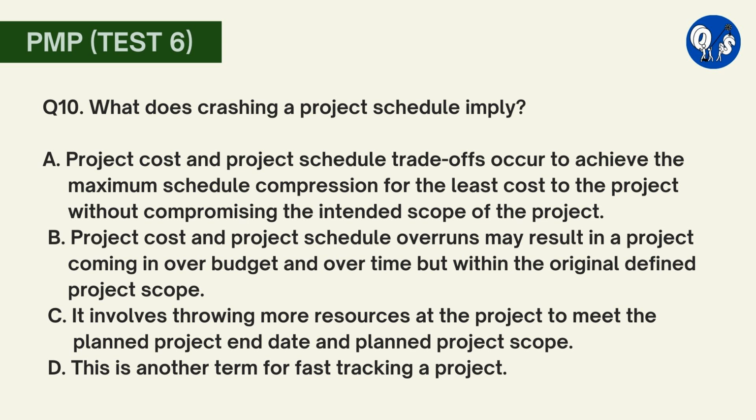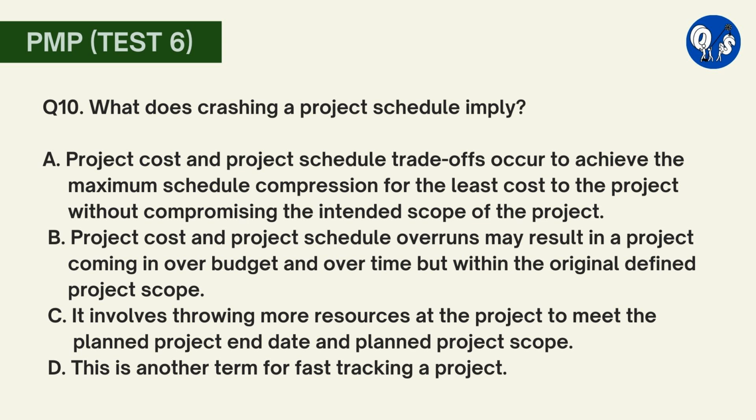C. It involves throwing more resources at the project to meet the planned project end date and planned project scope. D. This is another term for fast tracking a project. Here option A is correct. Crashing is a schedule compression technique whereby the project cost and project schedule are organized to obtain the highest degree of schedule compression for the least cost to the project. Crashing does not always result in a viable project solution and can increase the overall cost of a project.